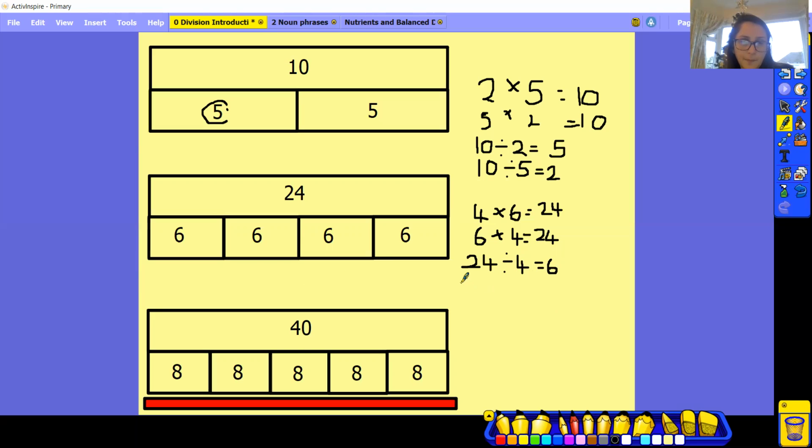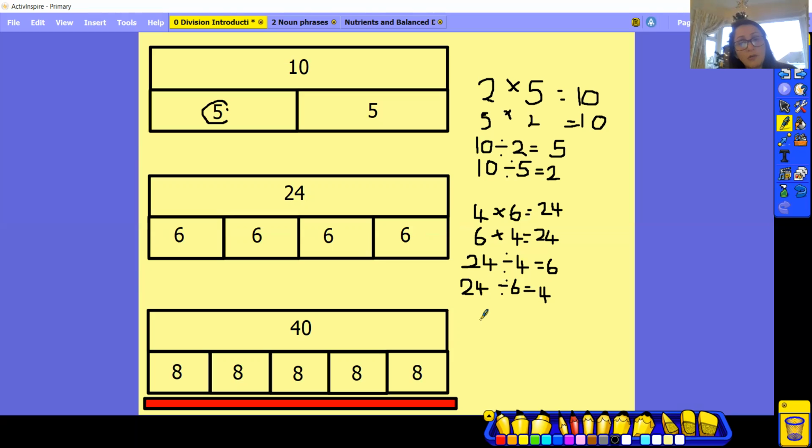Have a think. So we've got our whole, which is 24, divided by 6. Remember, we've got 6 here, should equal 4. Well done if you managed to get this. Okay, let's move on to this one.